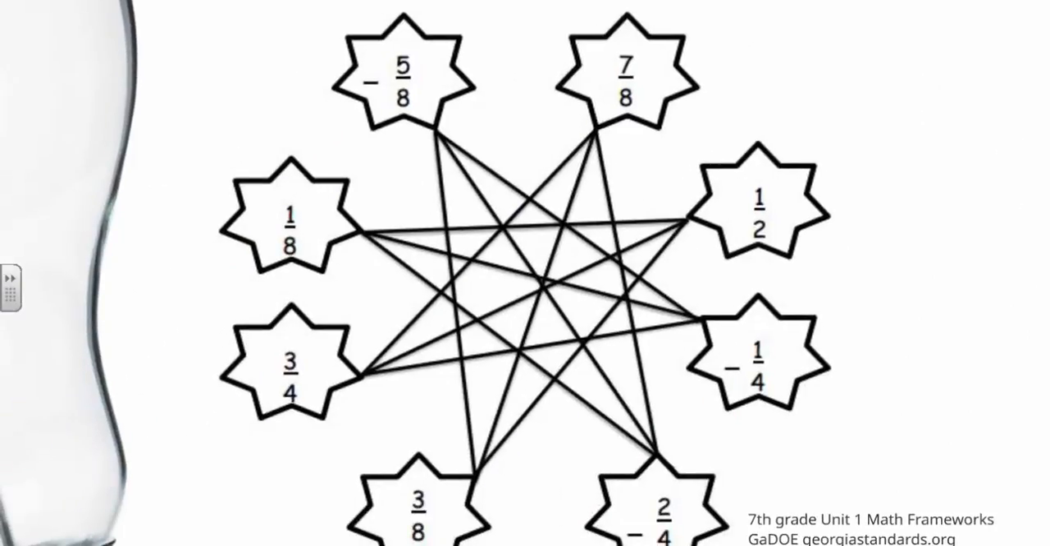Games are a great way to get students to practice a strategy in a meaningful way. With this game, students move along the solid line from fraction to fraction in order to create 3 or negative 3. This game can be found in the 7th grade Unit 1 Math Frameworks on the Georgia DOE's website, GeorgiaStandards.Org.